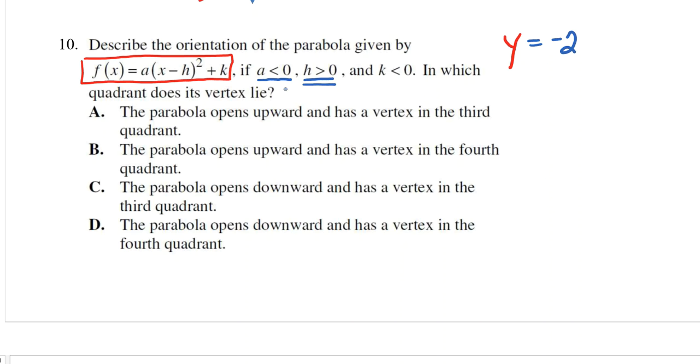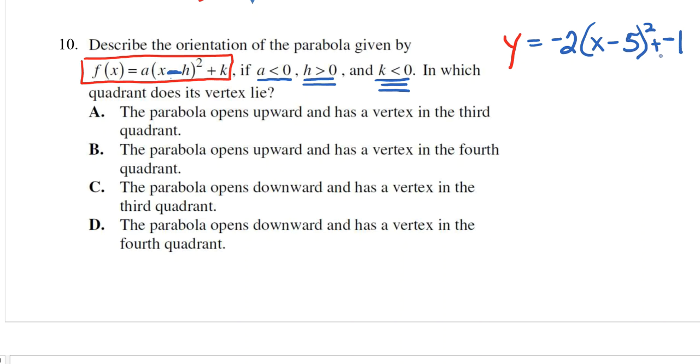H is a positive number. So to make this easier, I'm going to replace the h. So the negative is from the equation. I'm going to replace that h with a positive number like 5. And our k value is less than 0. So it says plus k, so I'm going to be real careful here and put plus a -1. Of course, you could put subtraction.